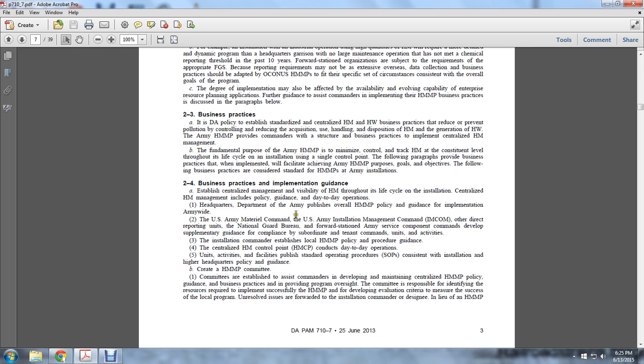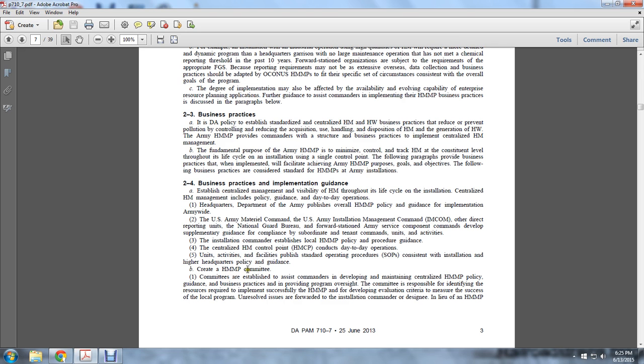1.3. The installation commander establishes a local hazardous material management policy, in accordance with guidance, at a centralized hazardous material control point and conducts the day-to-day operations. Units, activities, and facilities publish standard authorization procedures consistent with the installation and higher headquarters policy and guidance.